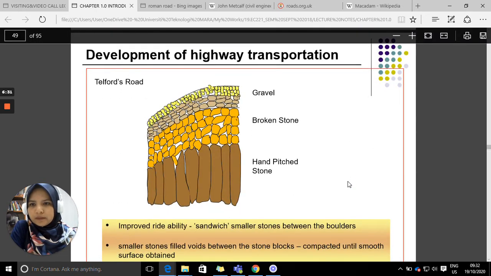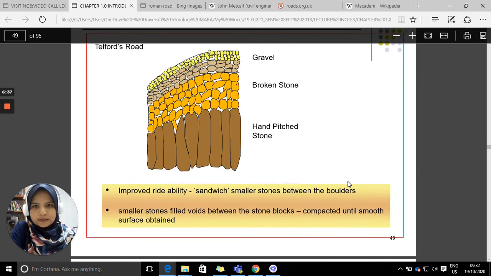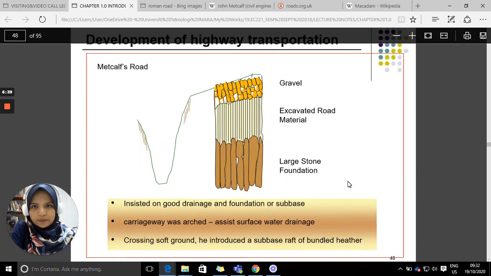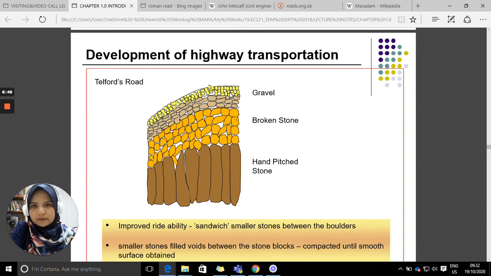The third one is the Telford Road. You can compare the previous one to the latest one, Telford Road, in terms of the arrangement of the stone particles or the material particles between one another. They start to bind them close to one another as much as possible.